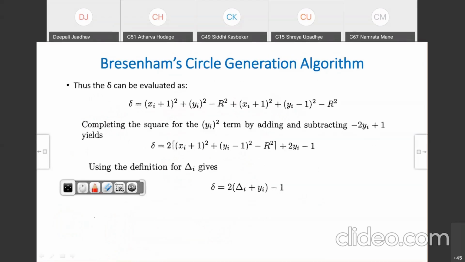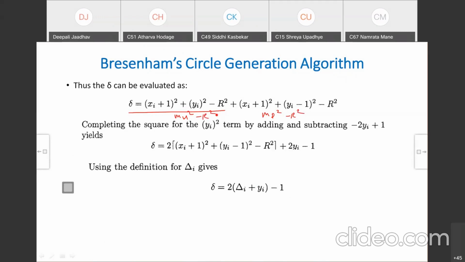Okay, before that, we need the delta for the calculations of our algorithm to choose the next point. The evaluation of this delta is done with this equation: (xi plus 1) squared plus yi squared, that is MH squared minus r squared, the first one we have taken, and MD squared minus r squared. Using this equation, the value of delta is calculated.